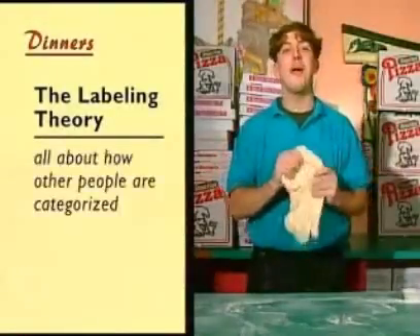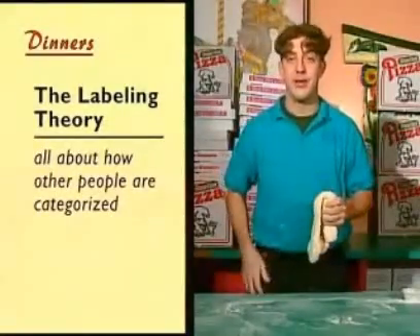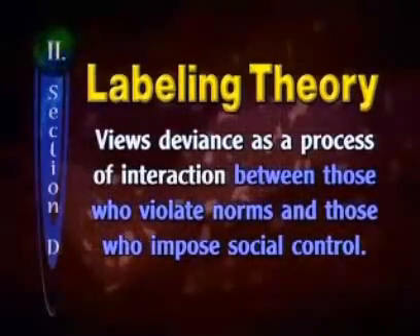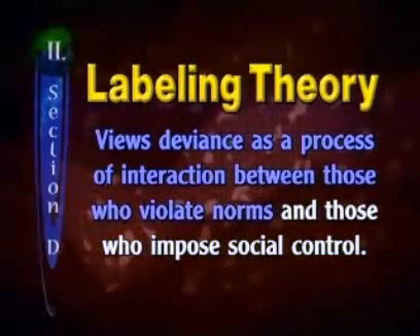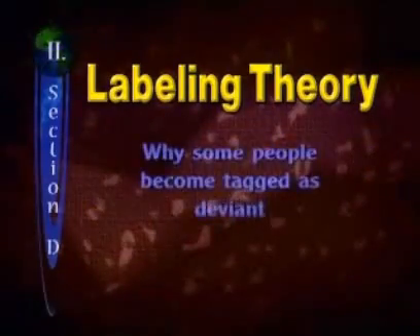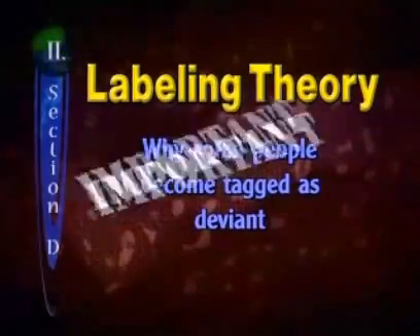Labeling theory. The labeling theory is all about how other people are categorized. Labeling theory views deviance as a process of interaction between those who violate norms and those who impose social control. In this view, why some people become tagged as deviant is important.